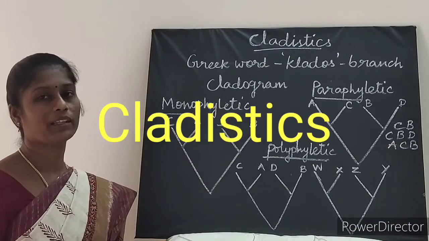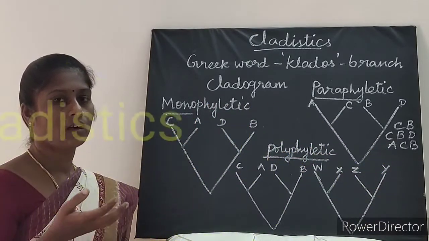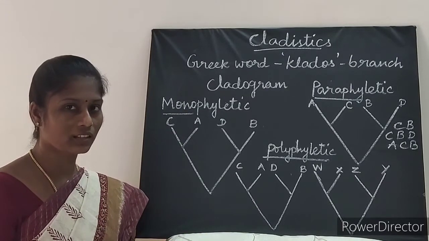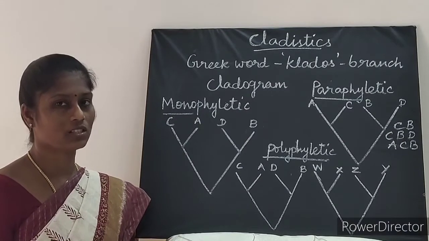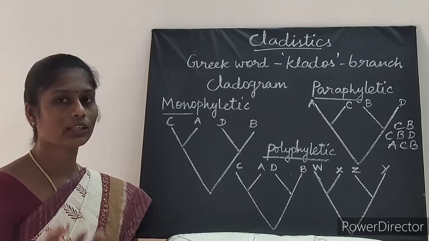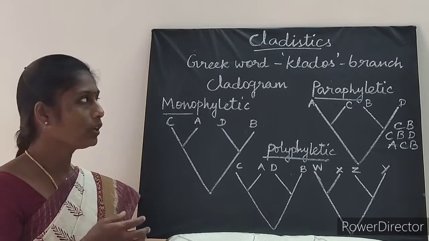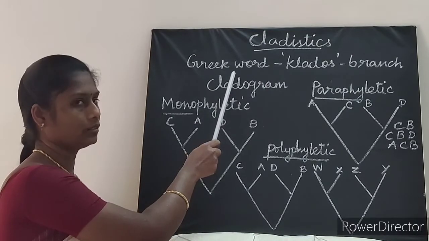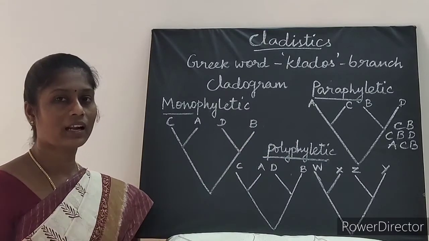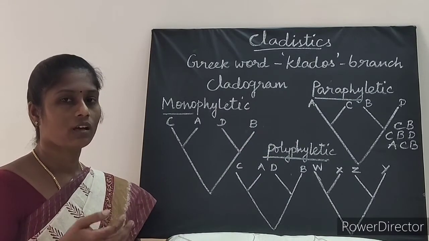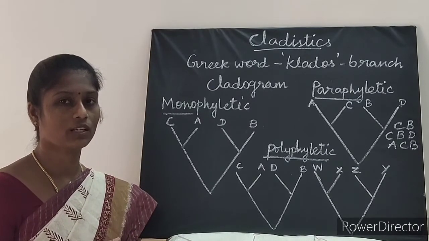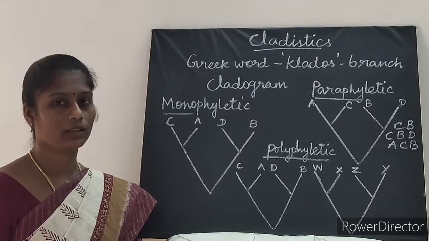Cladistics is one of the primary methods of classifying phylogenetic or evolutionary histories. It is used to construct the phylogenetic or evolutionary histories. Cladistics is used to group the organisms into clades. What is cladistics? It is a Greek word, clados, meaning branch. Here the clades use shared or derived characters. The shared characters may be morphological or behavioral type.